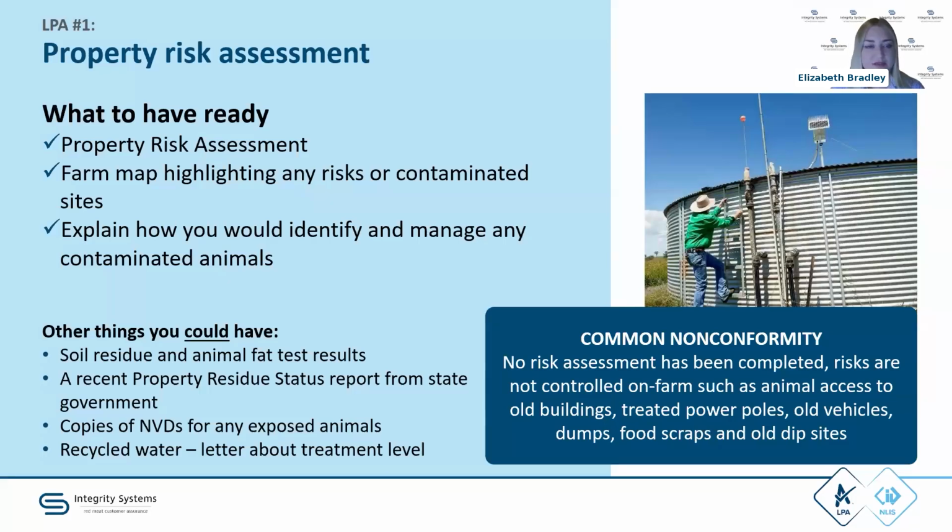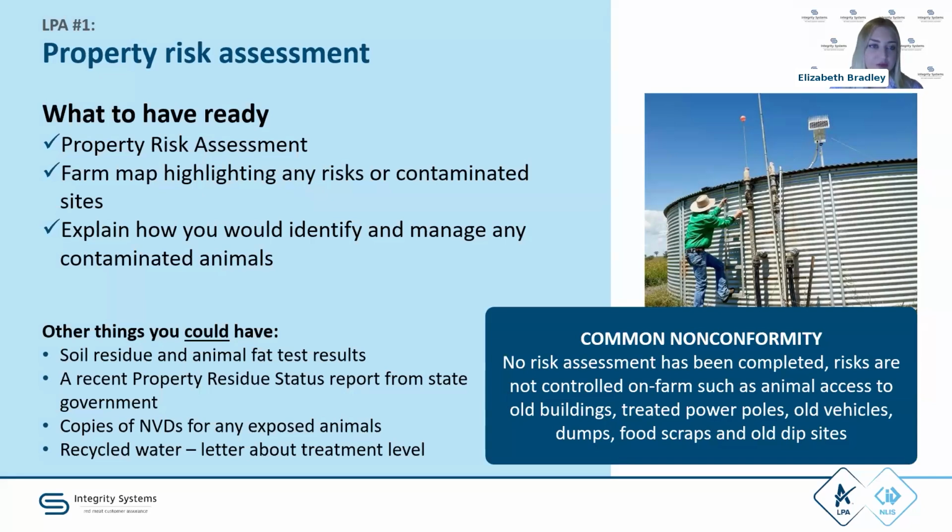Some other things that you can have, they're not mandatory, but there are some things that you could do if you do have persistent chemicals or a history of contamination on the property. So property residue status reports from your state government or soil and animal fat tissue results. Again, they're not mandatory. They're just things that you could have if that's applicable to you.